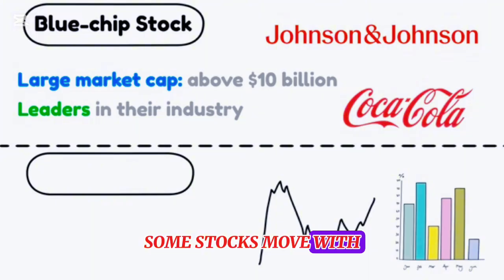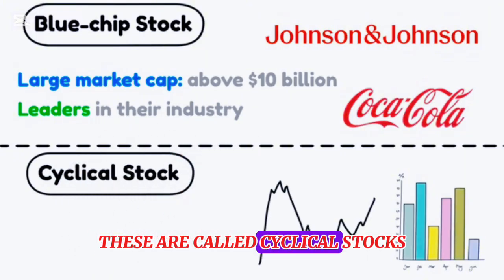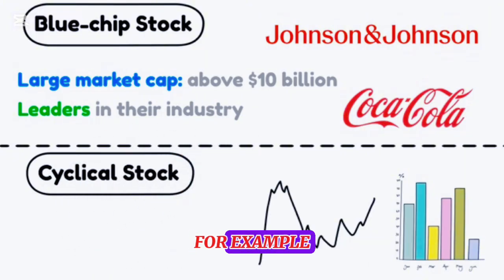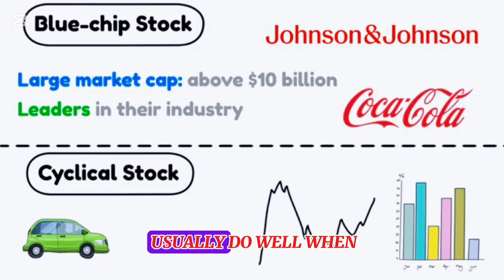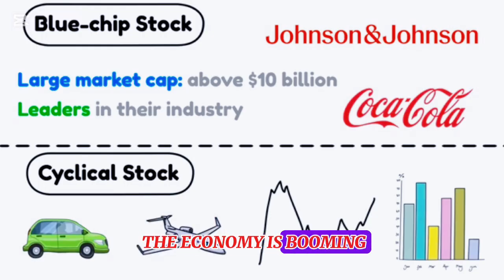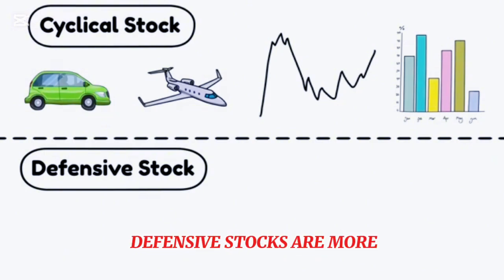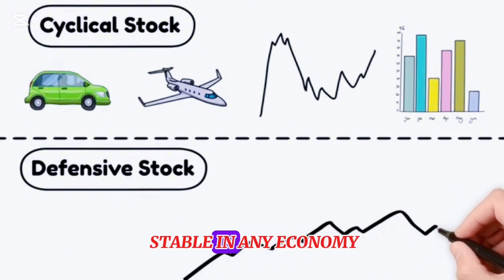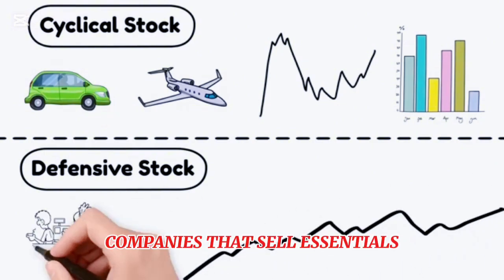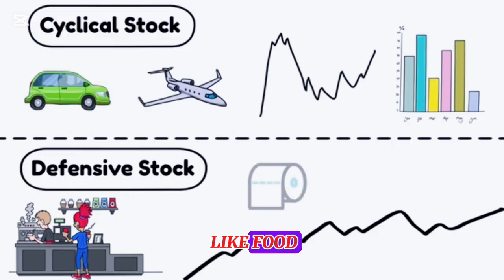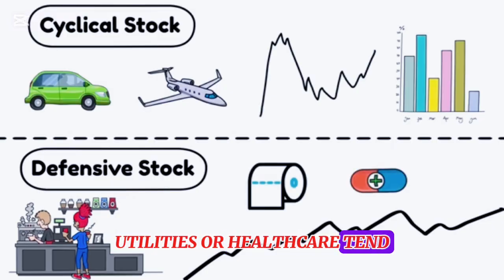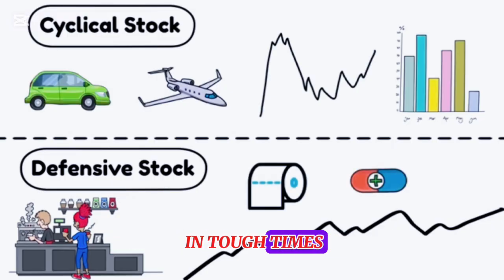Some stocks move with the economy. These are called cyclical stocks. For example, car companies or airlines usually do well when the economy is booming, but struggle during recessions. On the other hand, defensive stocks are more stable in any economy. Companies that sell essentials like food, utilities, or healthcare tend to hold up even in tough times.